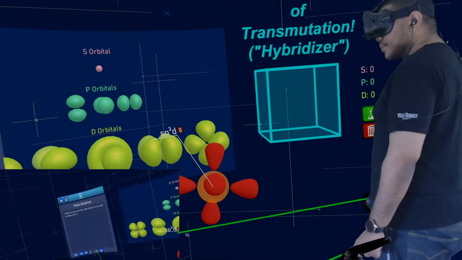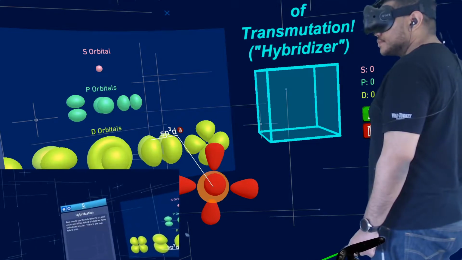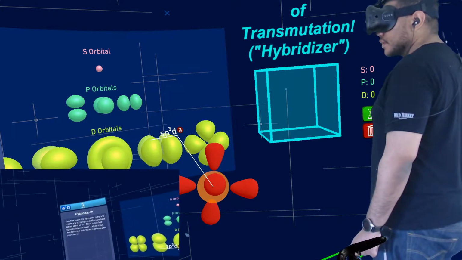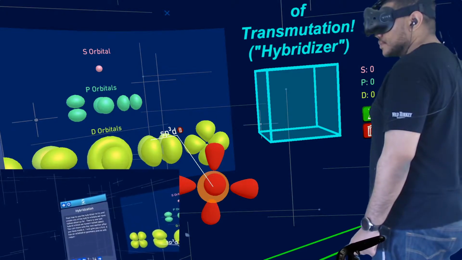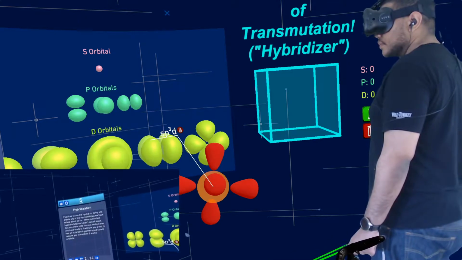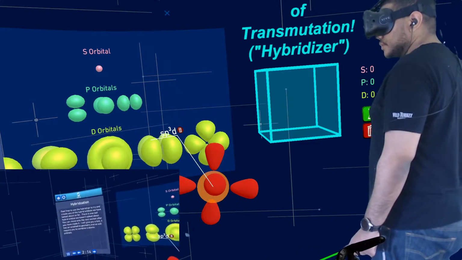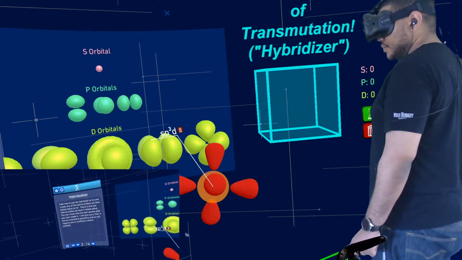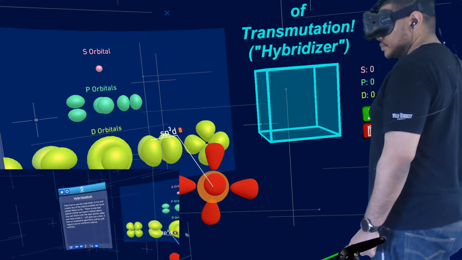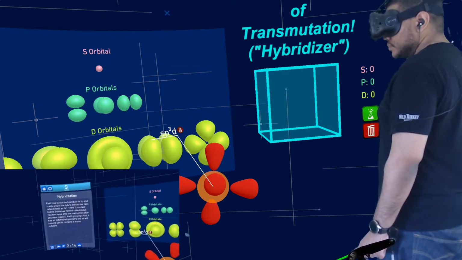Feel free to use the hybridizer to try and create any of the hybrid orbitals we've talked about so far. There's one last hybrid orbital we haven't talked about. You can move on to the next section after you've made it. I'll give you a hint. It has an octahedral geometry and so will require you to combine 6 atomic orbitals.